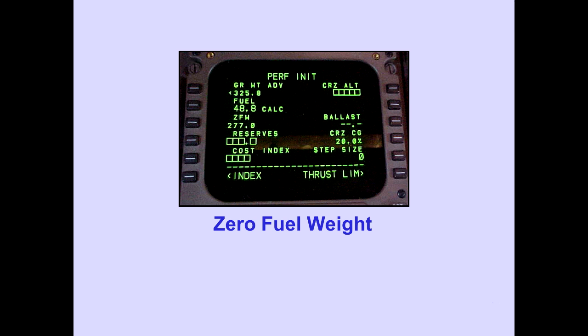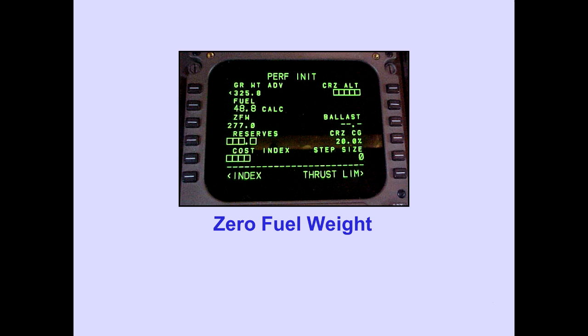Zero fuel weight should be entered on the PerfInit page. The FMC will automatically calculate and display gross weight. This procedure is generally accomplished after all paperwork is on board, fueling is completed, cargo is loaded, and all cargo doors closed. The flight crew shall enter the zero fuel weight and read the FMC gross weight.